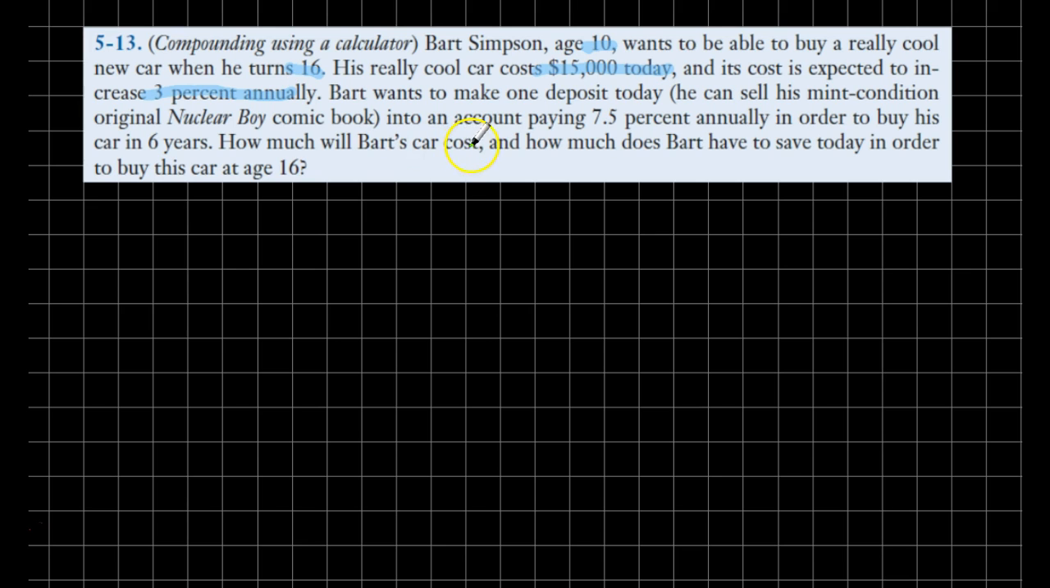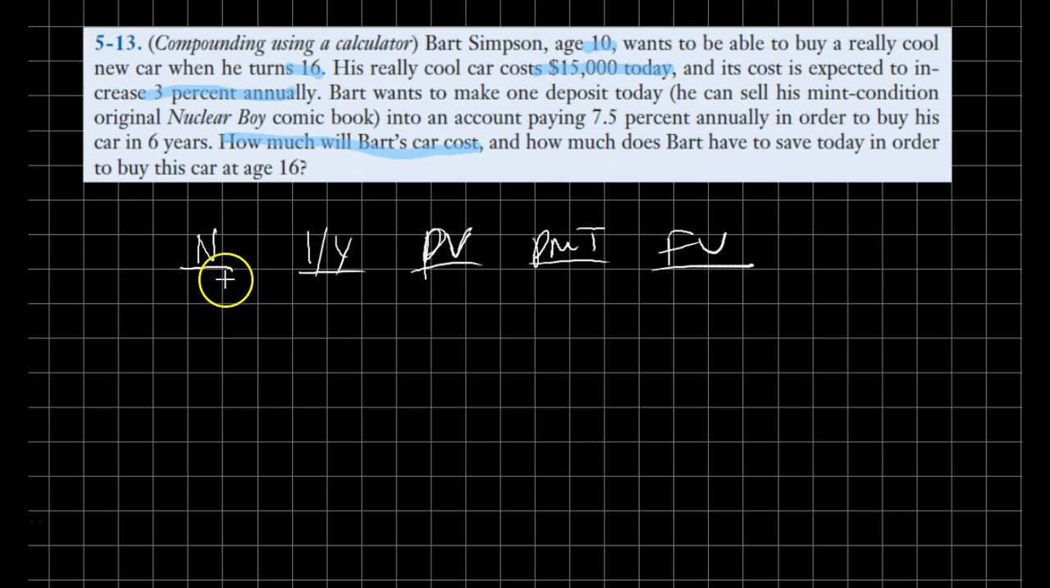So that's the first part of the problem. How much will that car cost in 6 years time? We can simply use our financial calculator, the usual keys, I/Y, PV, payment, FV. By now we are very familiar with these keys, and these keys turn out to be very powerful, as you can see. So our investor has 6 years.